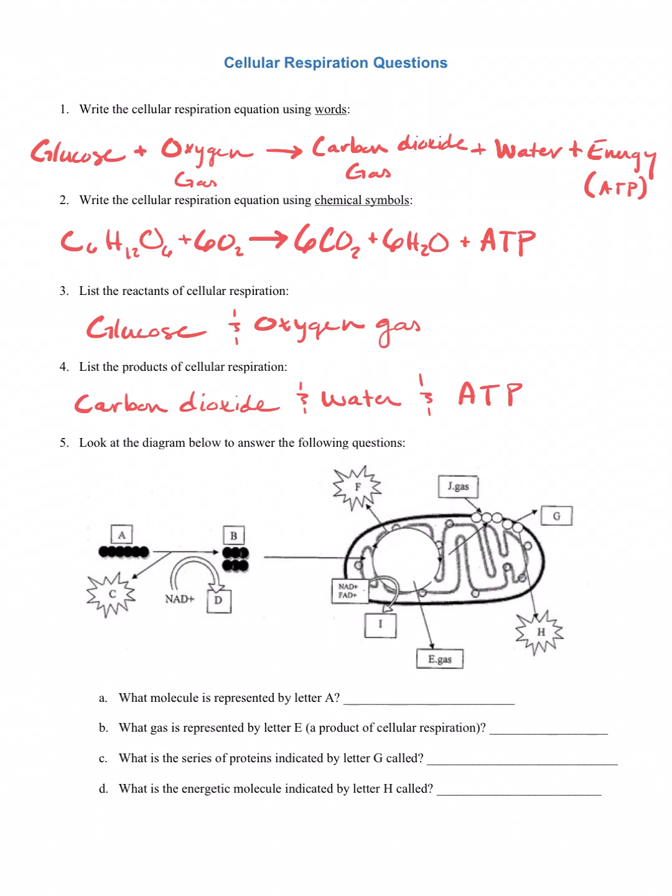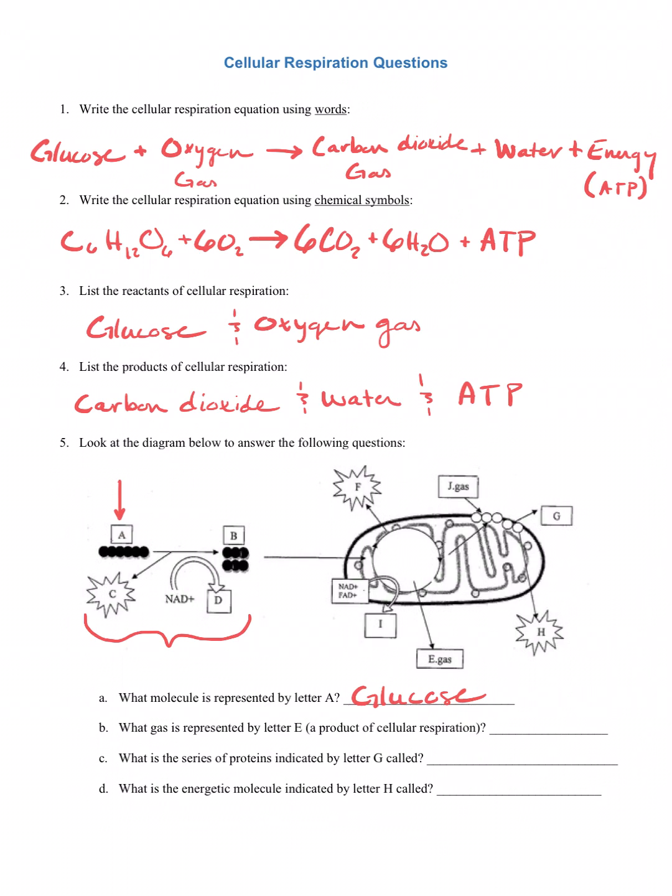So letter A says, what molecule is represented by letter A. When you look at the diagram, that molecule is glucose, and we know that because it's the first molecule that is broken down during glycolysis, which is this process. Glycolysis means sugar breaking, so it means that you're breaking down a glucose molecule.